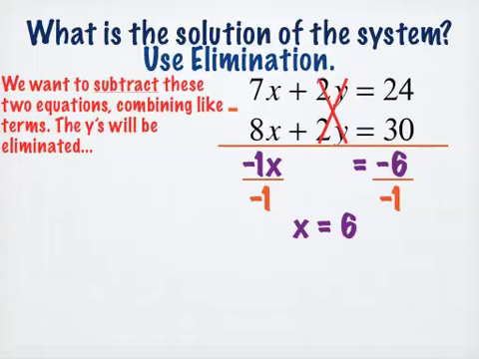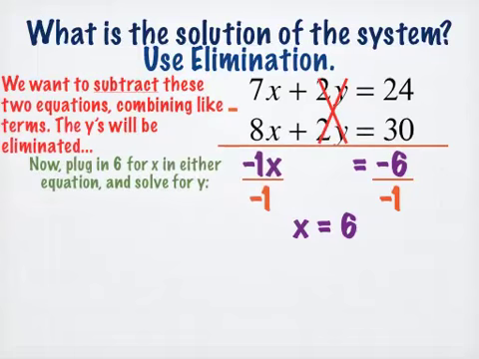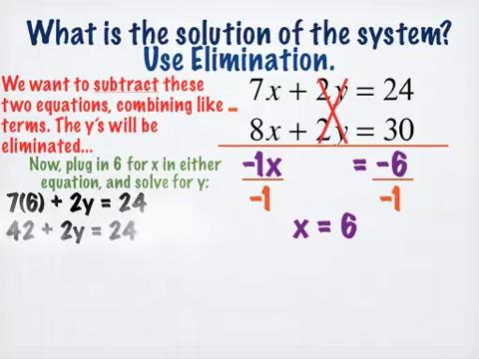Now I need to go back and plug in 6 for x into either equation and solve for y. I went ahead and chose to do the first equation. In my opinion, there wasn't really one that was going to be easier than the other, so I just went with the first one. We have 7 times 6 plus 2y equals 24. Well, 7 times 6 is 42, plus 2y equals 24. Subtract 42 from both sides and you get 2y equals negative 18. Divide both sides by 2 and you get y equals negative 9.